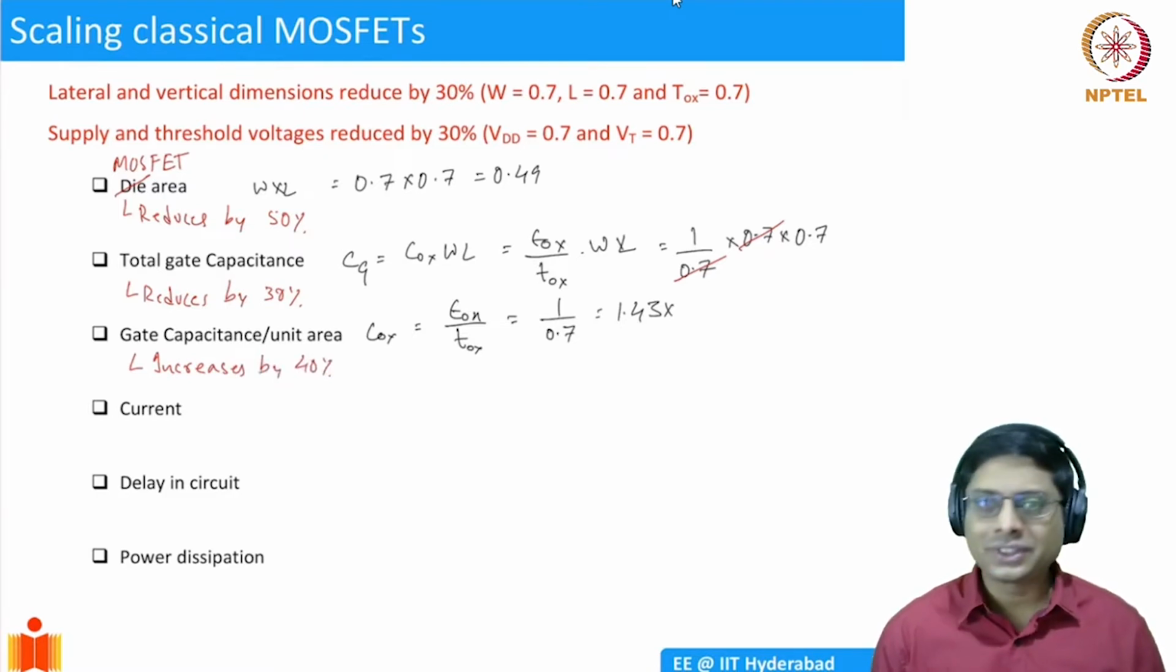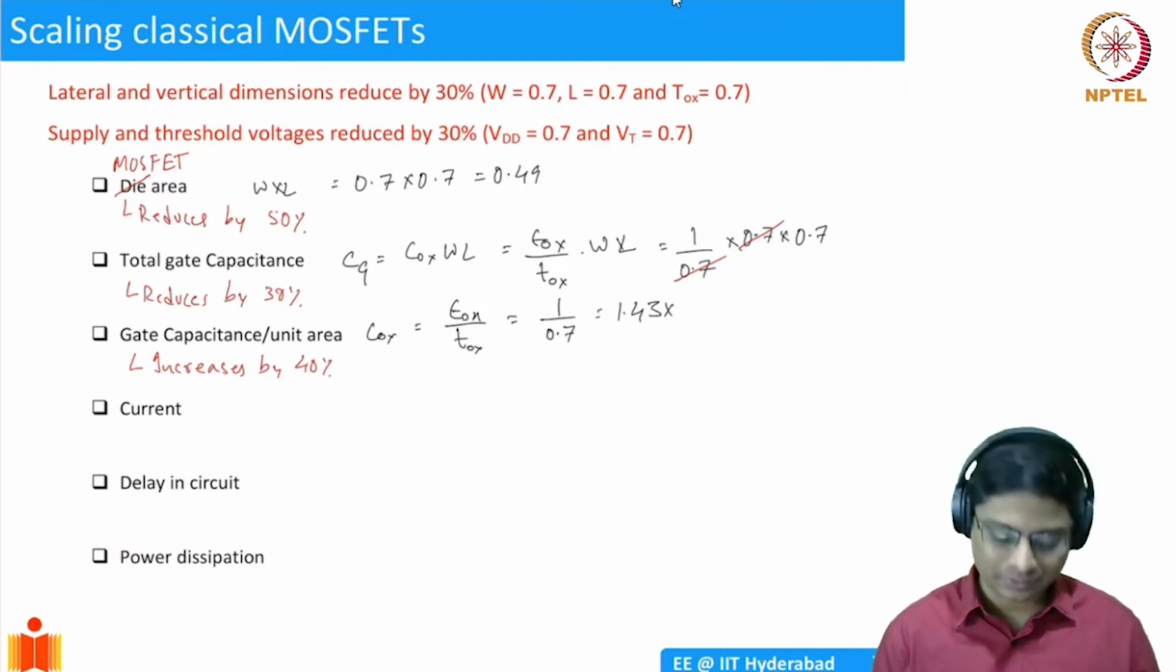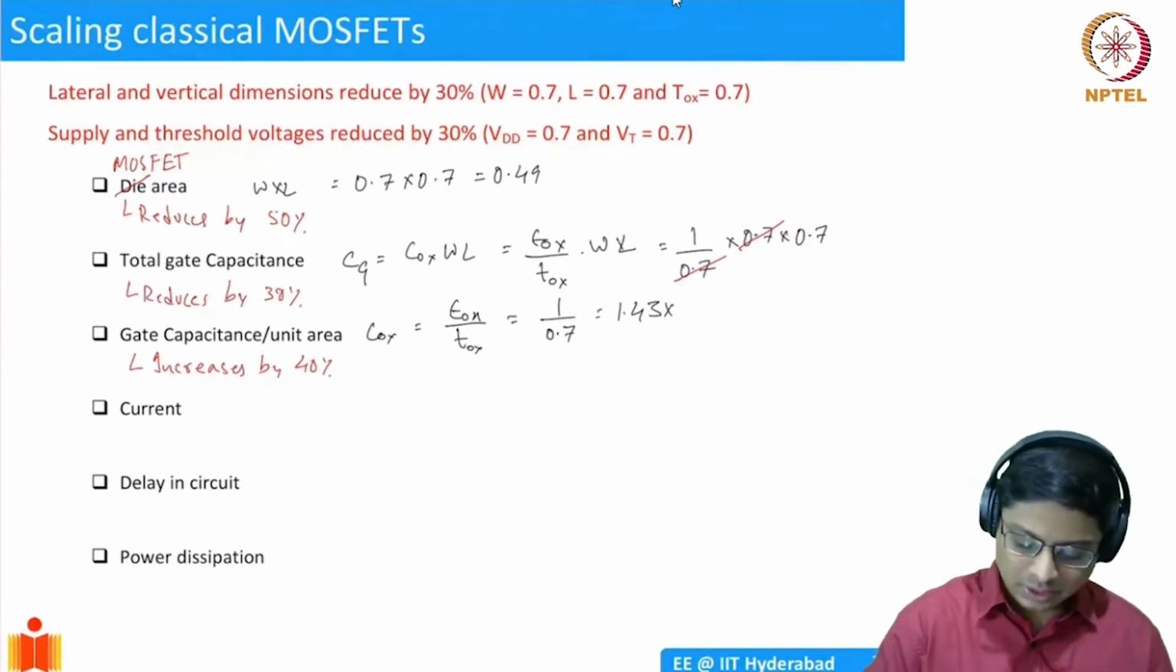Why are we doing this? Well, we are just trying to evaluate these parameters so that we can draw some conclusions of what happens in a scaled MOSFET, or if you shrink the size of a MOSFET, what happens? So now what happens to current? We know the expression for current.